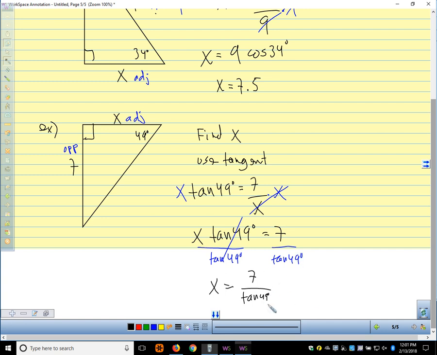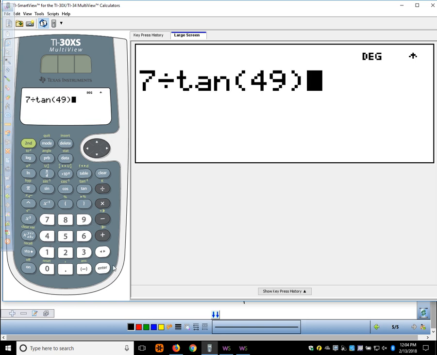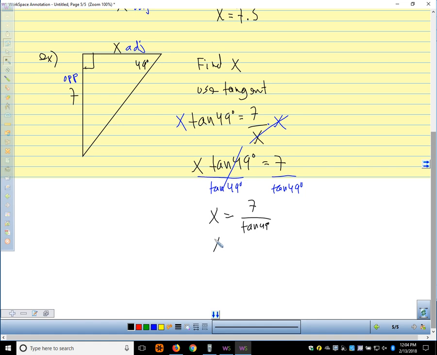And I'm going to calculate, plug that in my calculator, just like that. Go to my calculator, clear that. 7 divided by tangent 49. Close my parentheses. And I get about 6.1 rounded to the tenth. All right, questions there? So all of our sine, cosine, tangent problems are going to look somewhat like this. So let's look at another one.